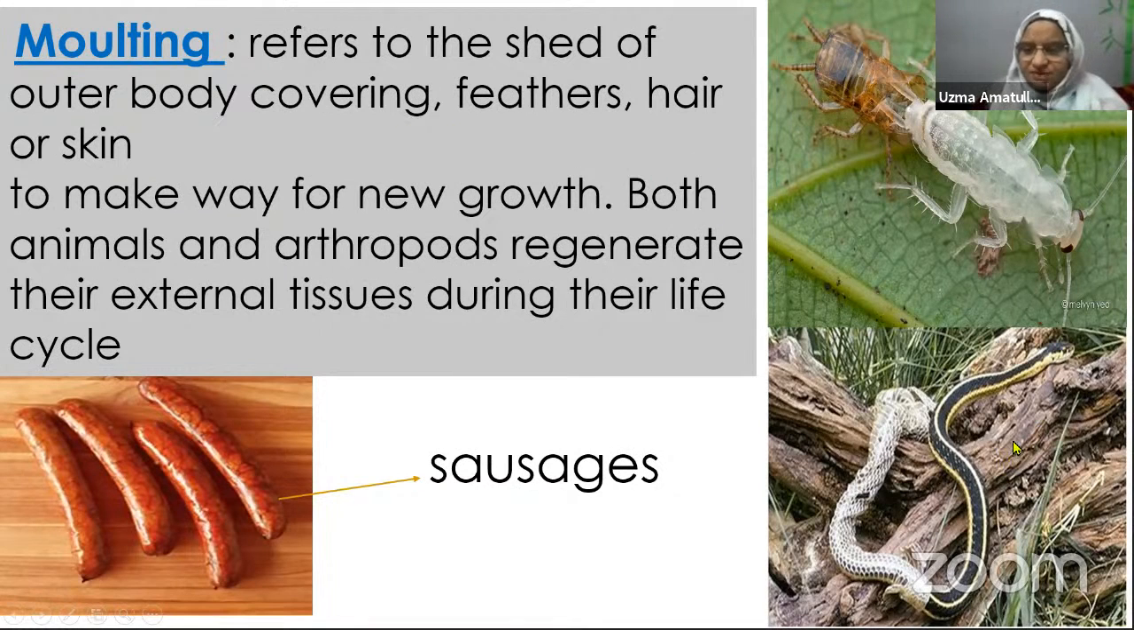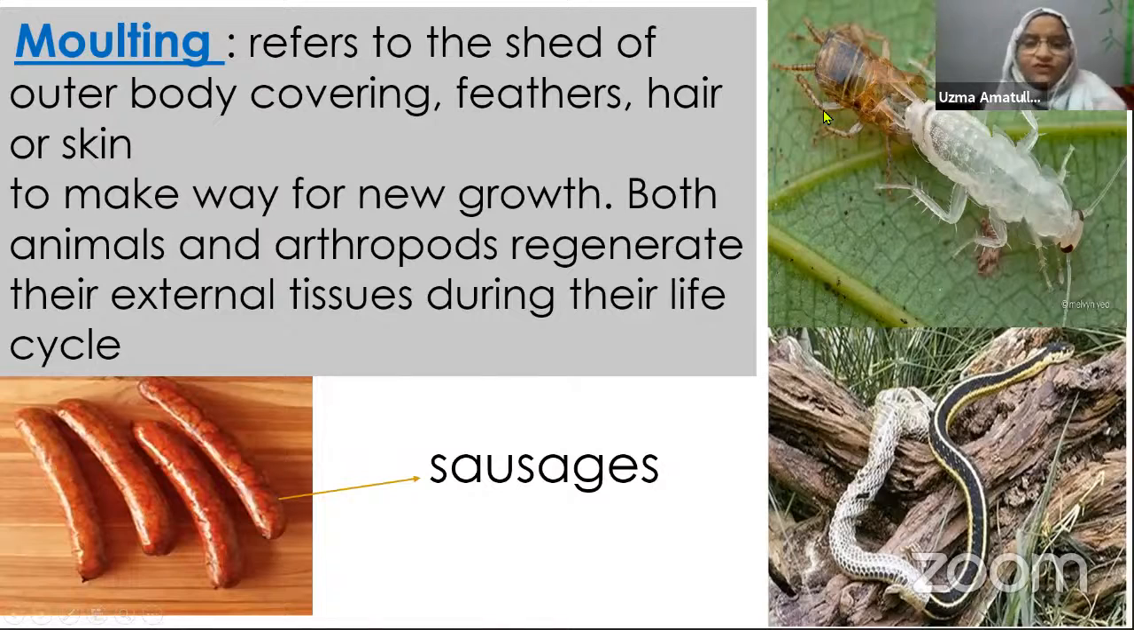Now here you see in this picture, the snake. It is shedding off its old skin here. And you can see a cockroach also. This brown-colored one is the older skin, and this white one is the new skin, which is formed. It is leaving its old outer shell, the exoskeleton, and it is coming out.